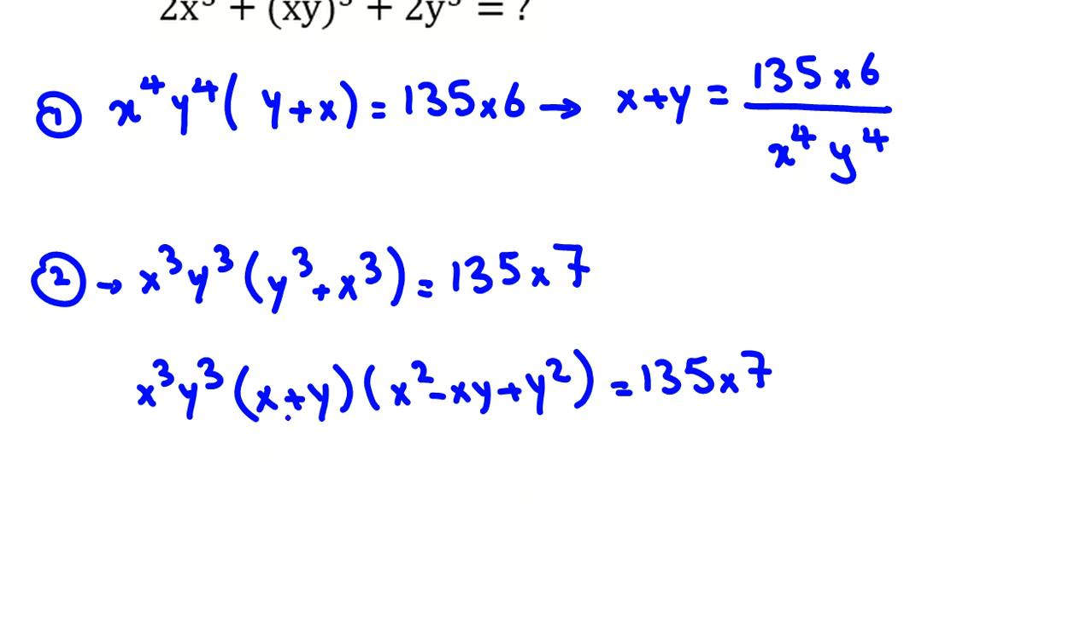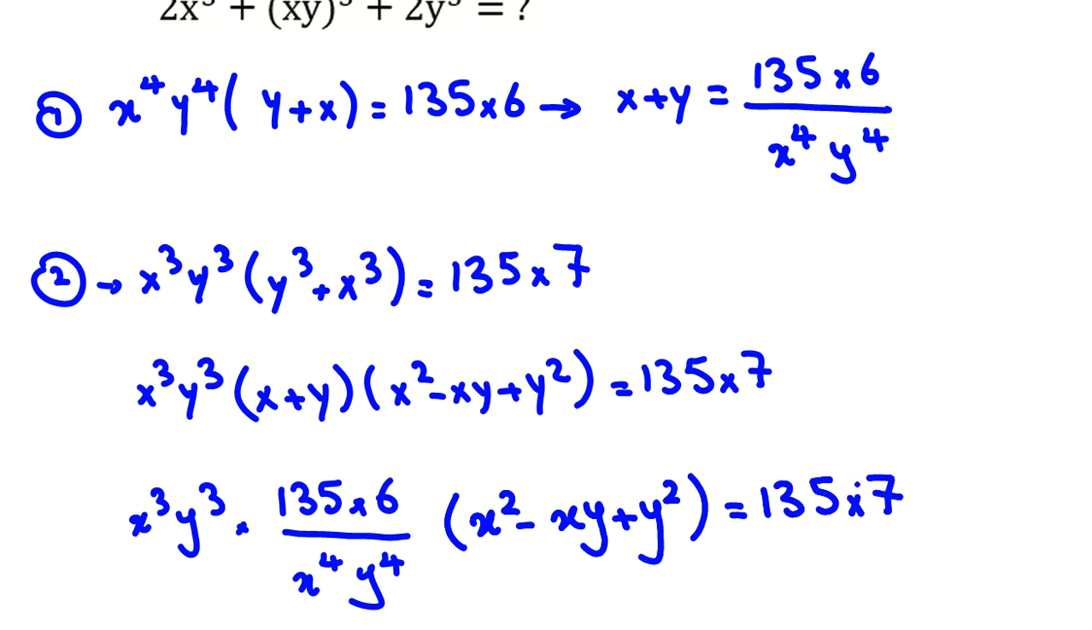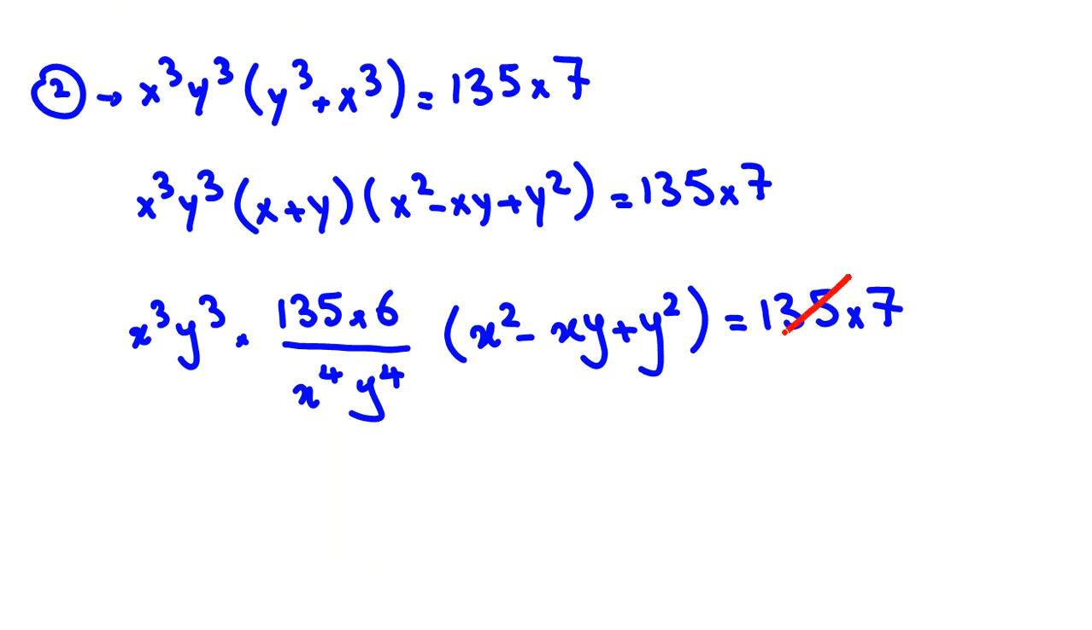So here, x plus y, I say is this. So I say x cubed y cubed times 135 times 6 over x to the 4, y to the 4 times x squared minus xy plus y squared equal to 135 times 7. So let's simplify with red. 135 will be cancelled here. x cubed y cubed, you can cancel.